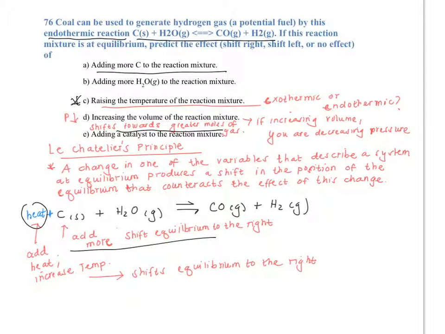Okay, and the last one, catalyst. Catalyst is a compound or a chemical that speeds up the rate of a reaction. Okay, it doesn't affect the shift, but it affects the rate of the reaction solely. So I hope this helps you with problem 76.